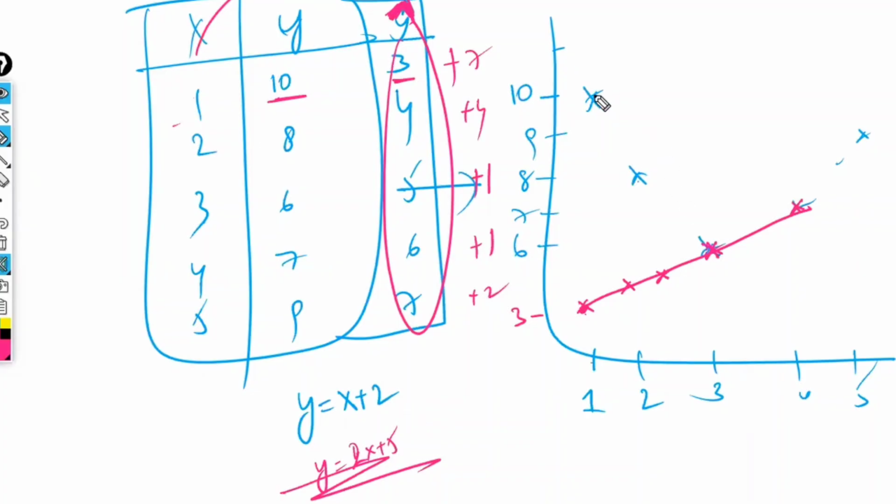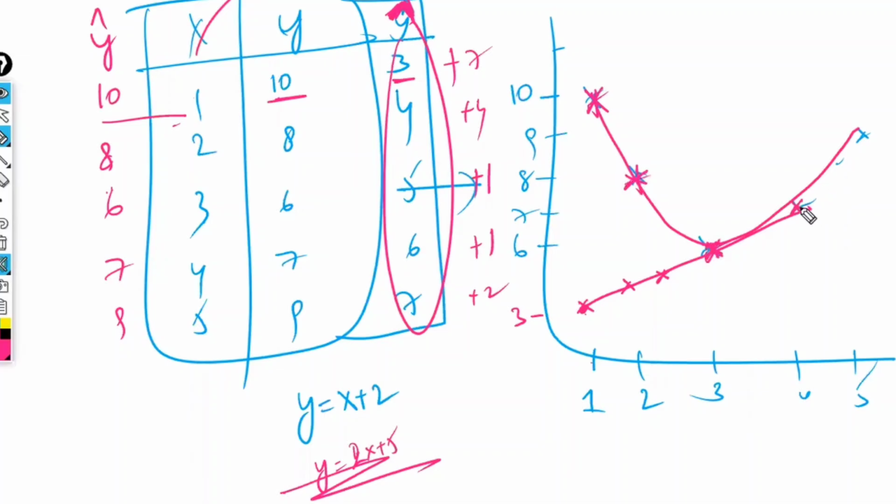Now, assume that I have predicted a line like this. Assume there is a predicted line like this. I have predicted the output as 10, 8, with respect to the 6, 7, and 9. I have created one model and I have predicted the answers. Now, the point is, original point is also this one, predicted point also this one. Original point, predicted point. Now, what is the error?